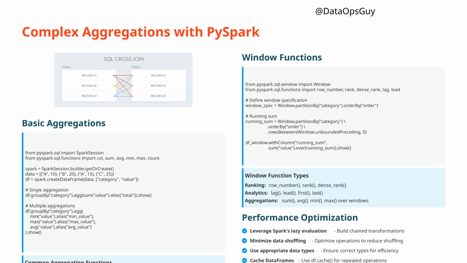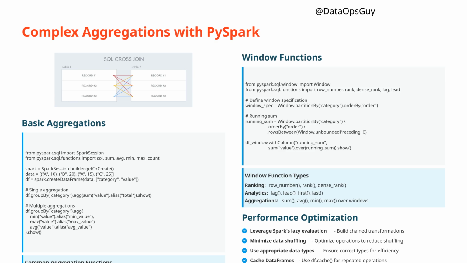These include ranking functions like row_number, rank, and dense_rank, analytic functions like lag, lead, first, and last, and aggregation functions like sum, average, min, and max applied over windows. Window specifications define partitioning and ordering criteria, with frame boundaries controlling which rows are included in calculations.